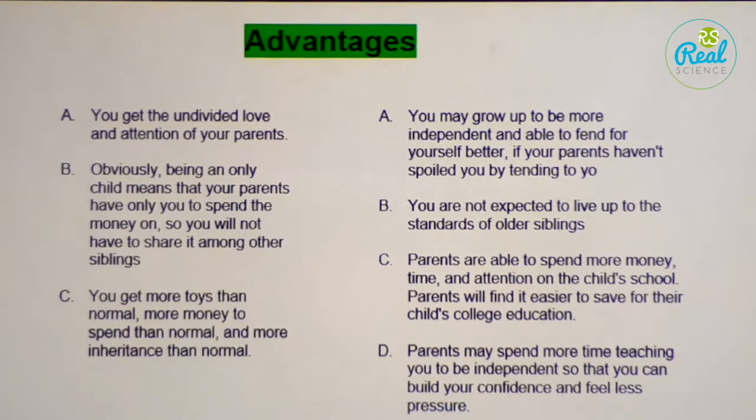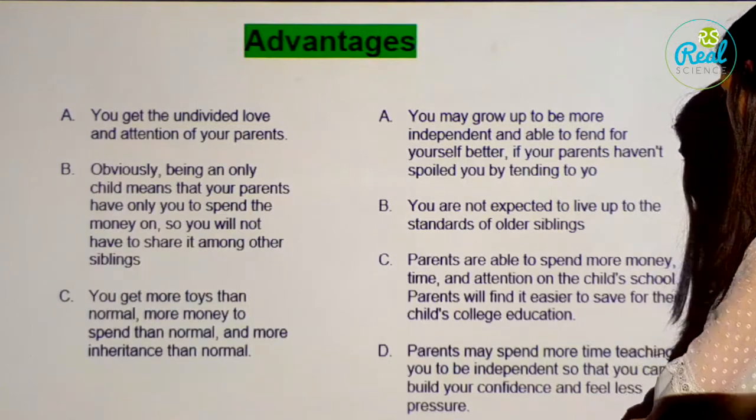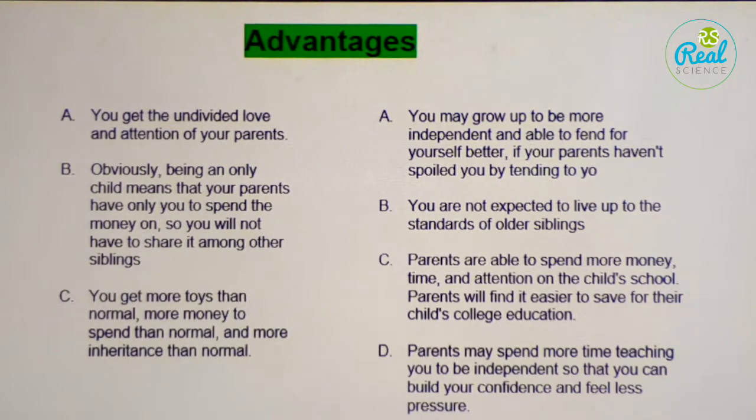What is written in the last sentence? I mean, the last part. If your parents haven't spoiled you by tending to you. Which one? I'm sorry again. On the right side, A1. You may grow up to be more independent and able to fend for yourself better if your parents haven't spoiled you by tending to you. It's like giving more attention to you. No, I mean the last word, you.